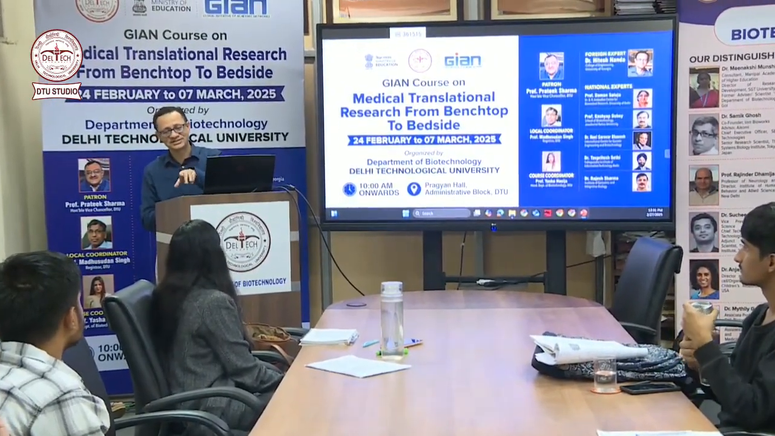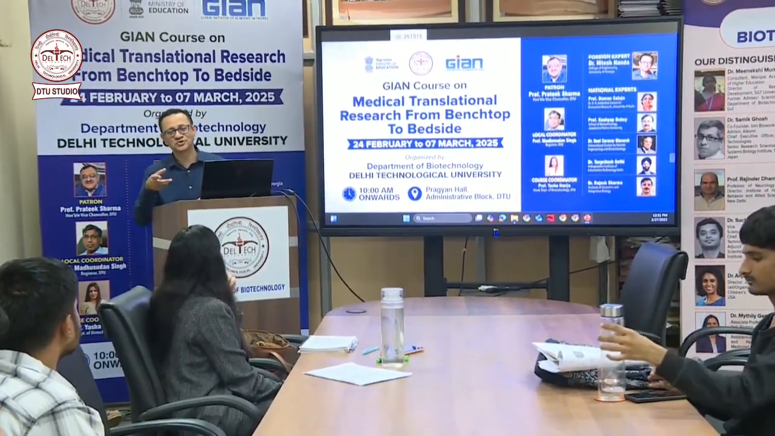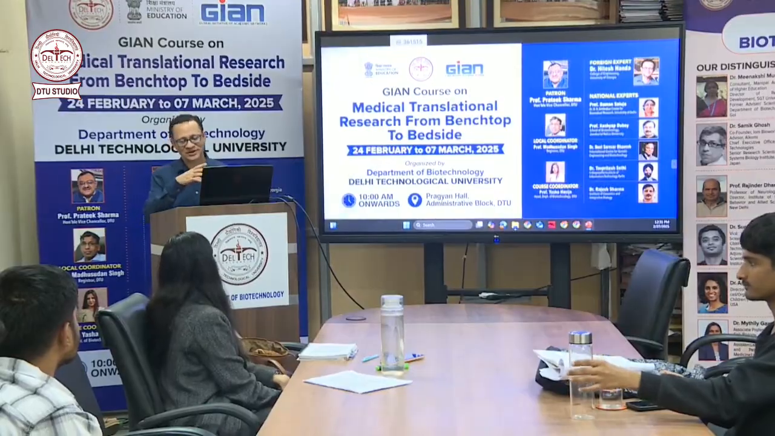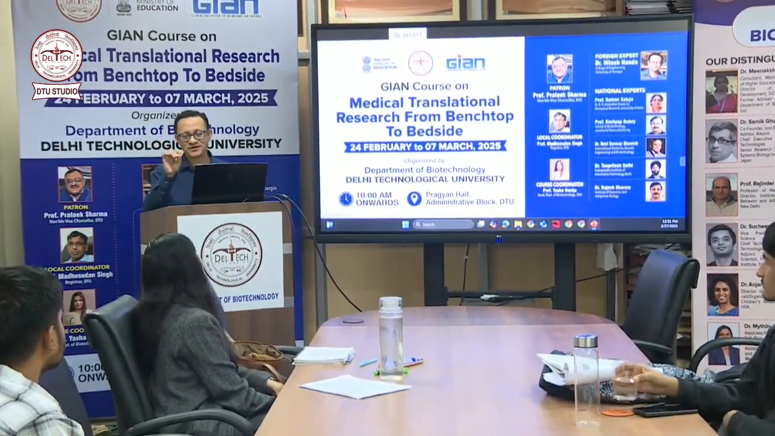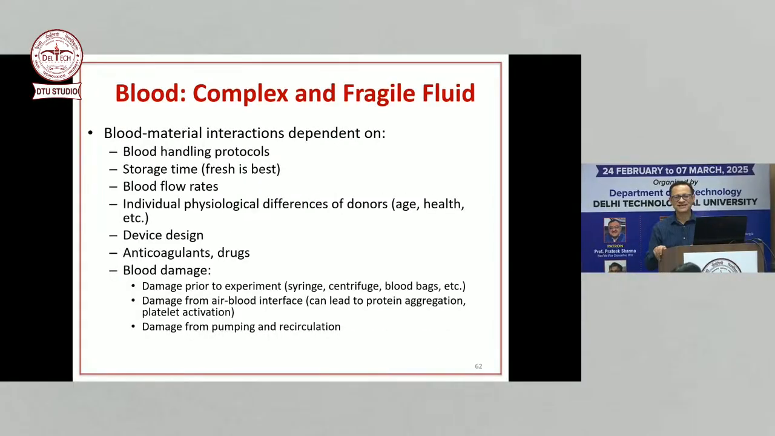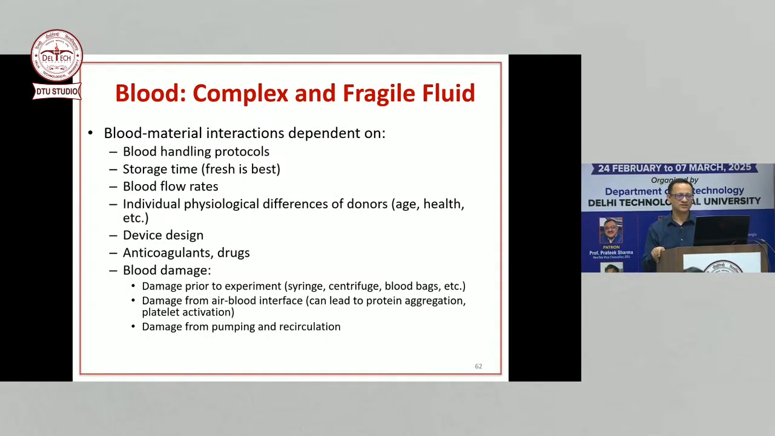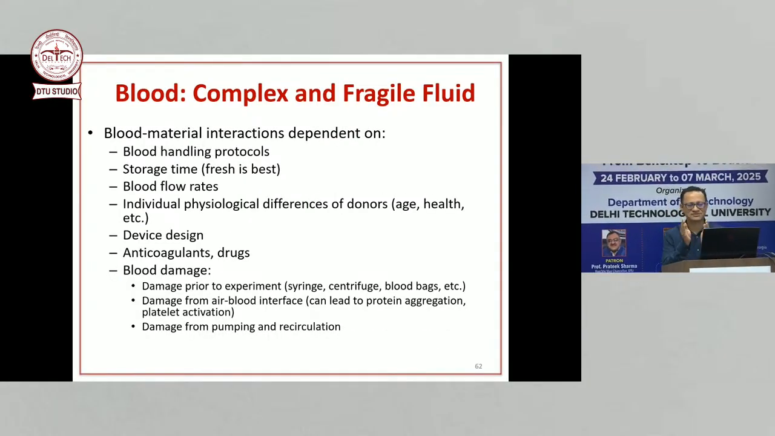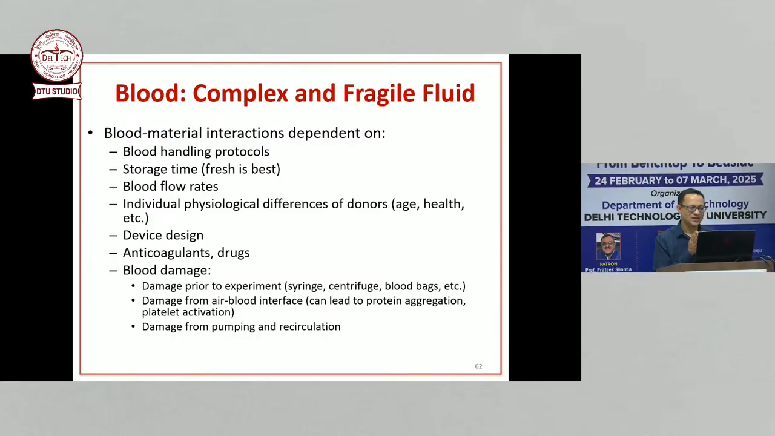Everything is going on. I'll show you elastin. You talked about elastin. After this class is over, I'll show you. I found a paper on elastin also. So whatever you can think about, somebody is working on it. Blood is very complex and very fragile, like we talked about, right? We have to treat it very gently.